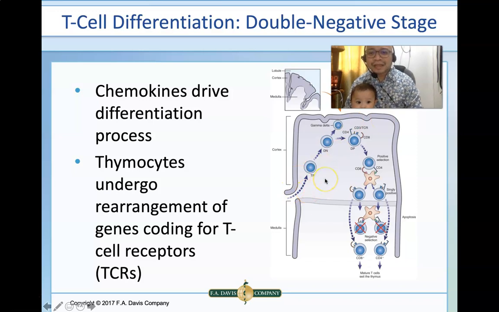When you are watching this screencast, I encourage you to open your book as well, because in your book there's a caption of what is actually going on. Because of this rearrangement of genes, the output is the formation of CD4 and CD8.